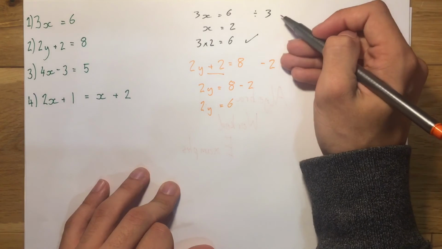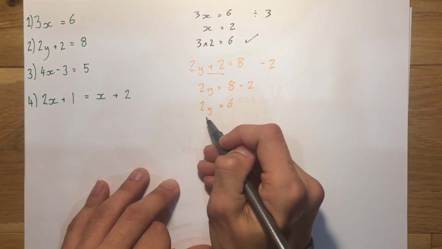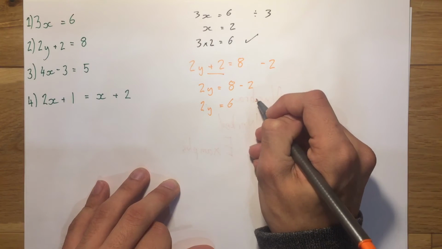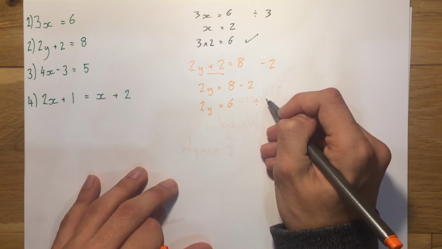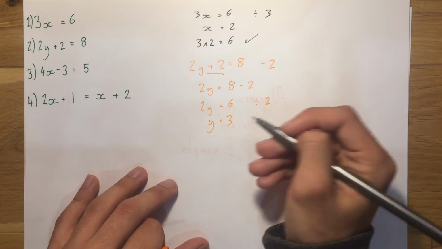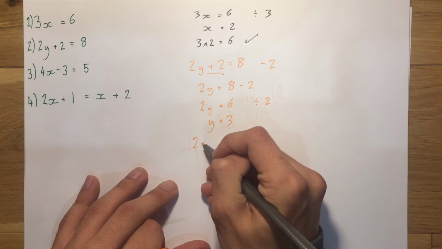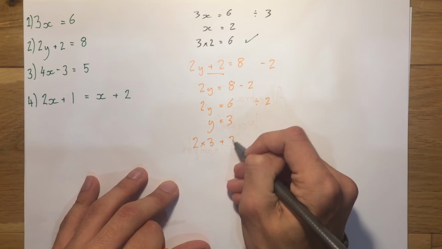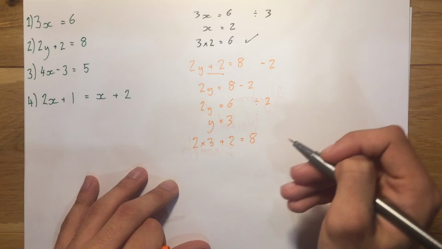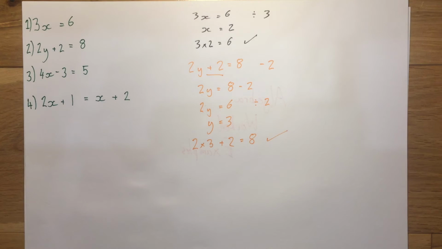And then, like the question where we divided by 3, here we've got 2 in front of the y. So we're going to divide both sides by 2, which gives us y is equal to 3. Putting this back into the original equation, we get 2 times 3 plus 2 is equal to 8, which of course is true, so we know that is correct. Okay, now moving on to question 3.